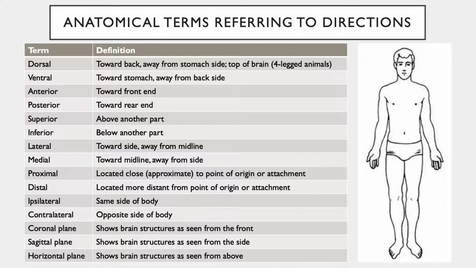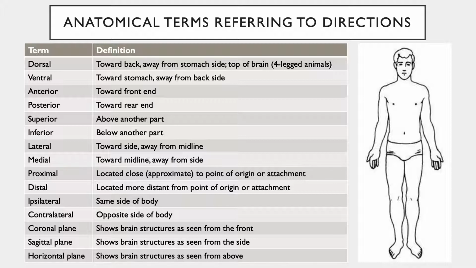So next, we'll move on to anterior versus posterior. Anterior means towards the front end, whereas posterior refers to the rear end. Those of you who have heard a person's bottom referred to as their posterior can use that as a way to remember it.